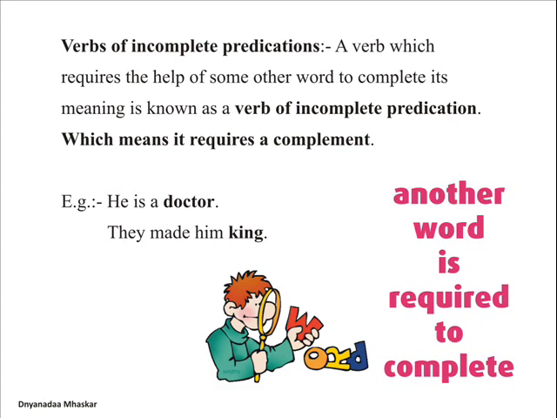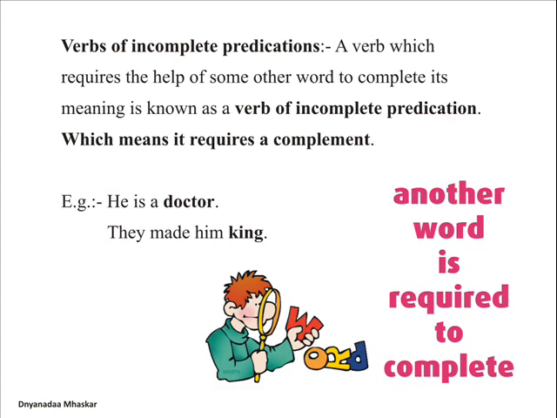Let us see the example. He is a doctor. So if I say he is, you ask what? Who is he? So we have a question mark, but what answer do we get? Doctor. Okay, it is a noun. Next one, they made him king. They made him what? We need more information. So when we write king, we get a complete answer.